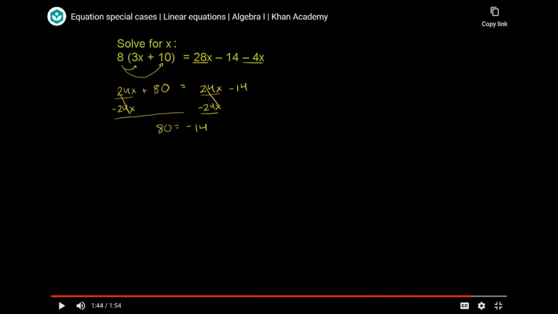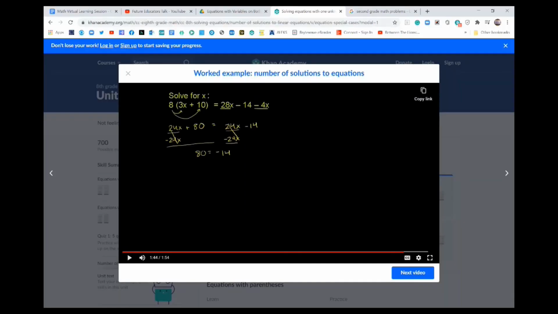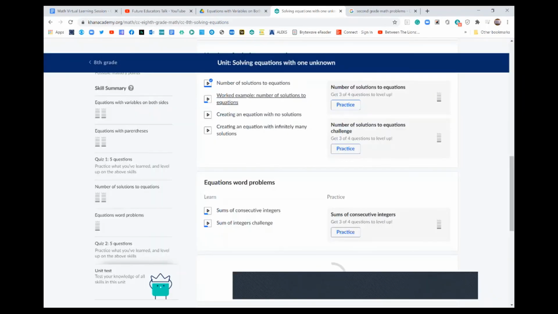80 does not equal negative 14. Like I said, it never will. So your answer is no solution, ladies and gentlemen. You could write that down. No solution. All right, let's look at our next video, which is creating an equation with no solutions.